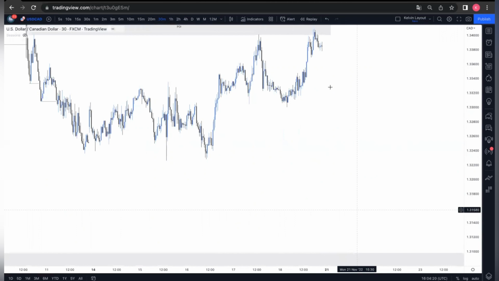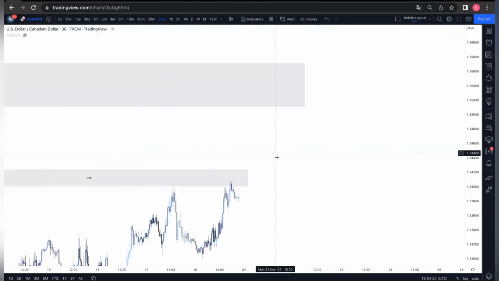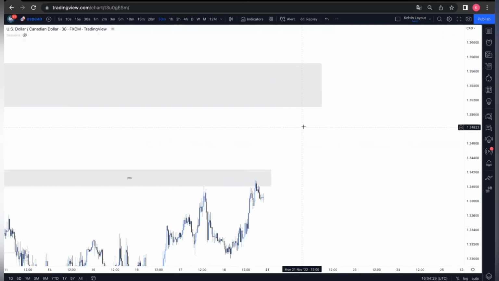Okay, so if this point of interest gets violated, we also have this one right here, and we will do exactly the same thing because this actually is a 4-hour point of interest. So at 4 hours, we want to look for either M15 or M30 change of character. Okay, so let's move to another pair.